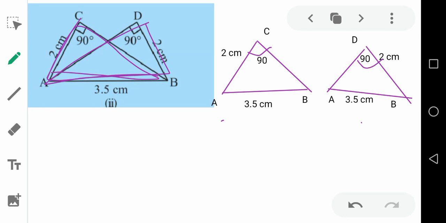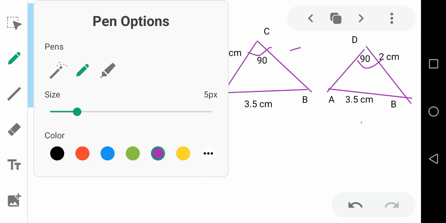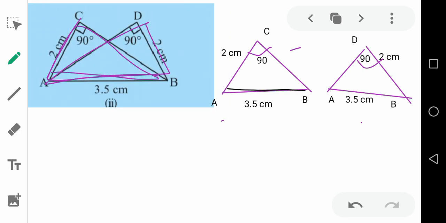Now we are going to check the congruence of these two triangles, whether these two triangles are of same size and same shape. Shape is correct, same size we are going to check. So first what should you do? We should check the hypotenuse, that means the side opposite to the 90 degree. Which is the side opposite to 90 degree in this one? You can see this is a side, that is AB. So AB is the hypotenuse. Here also AB is the hypotenuse.